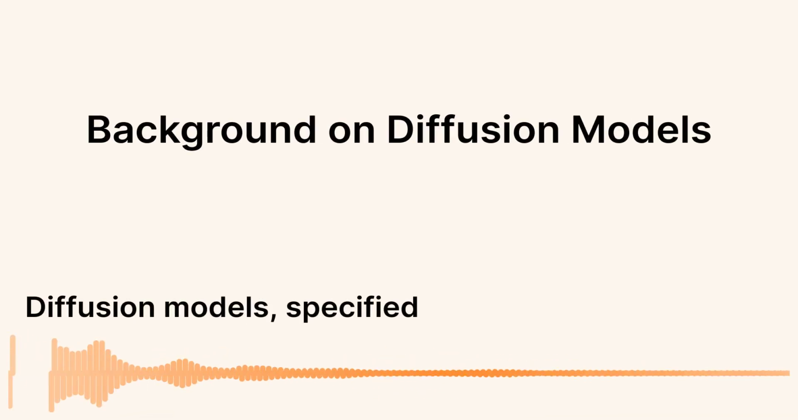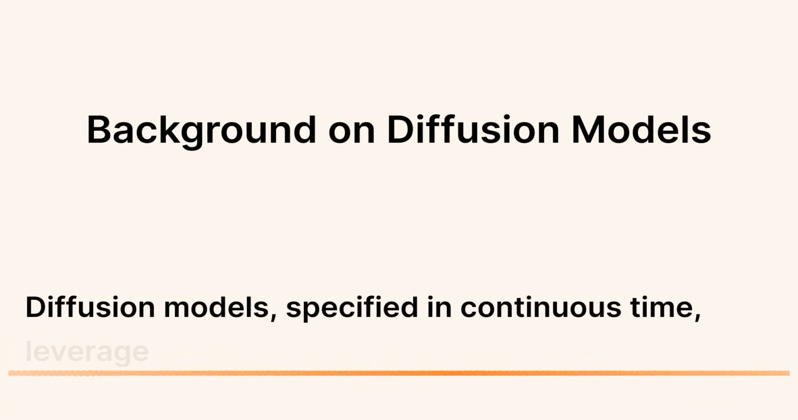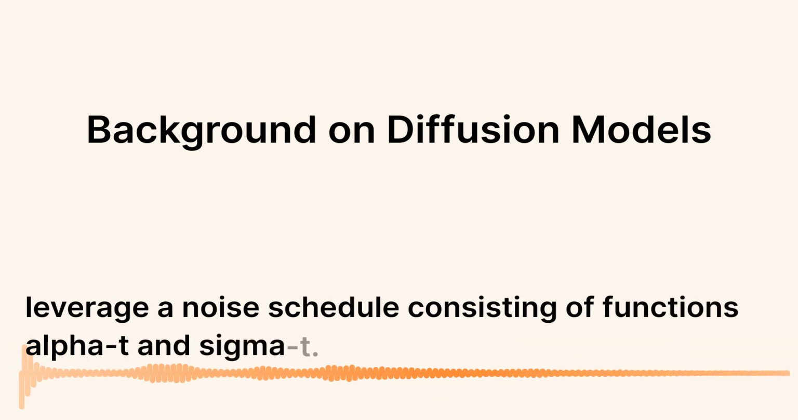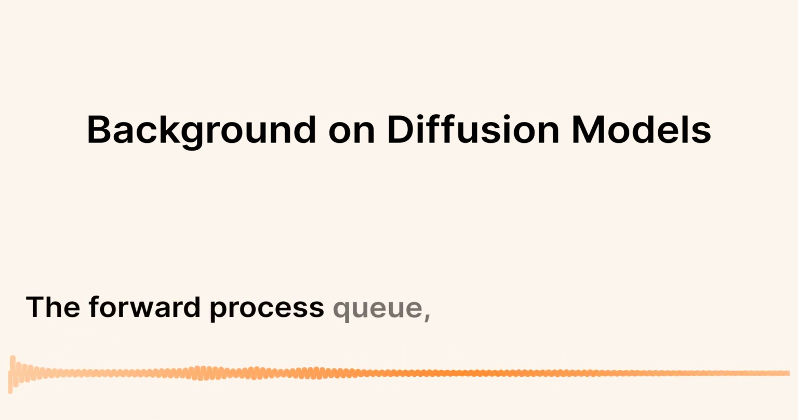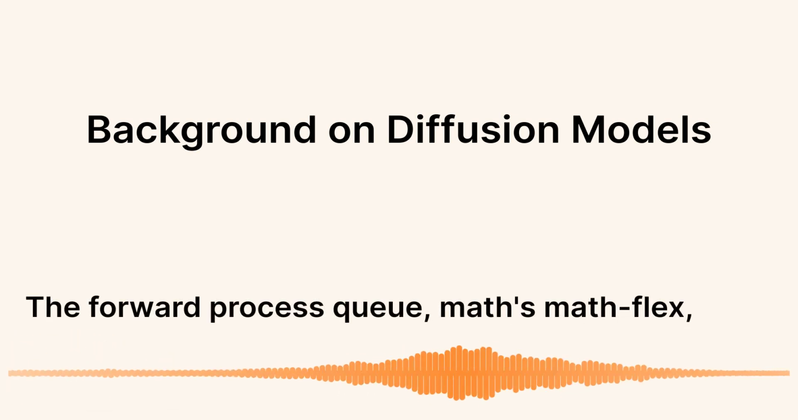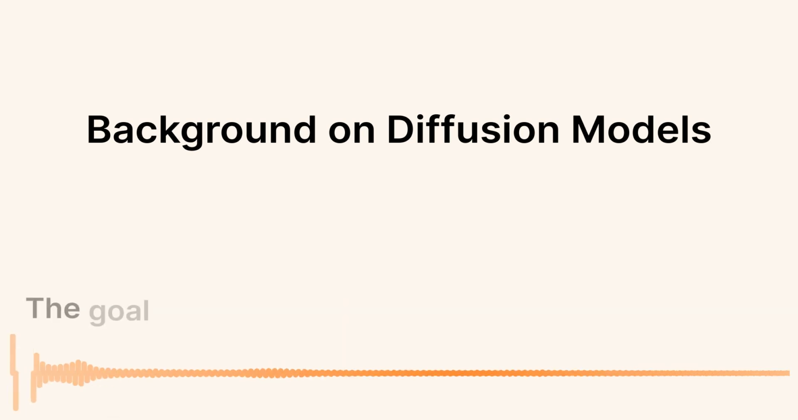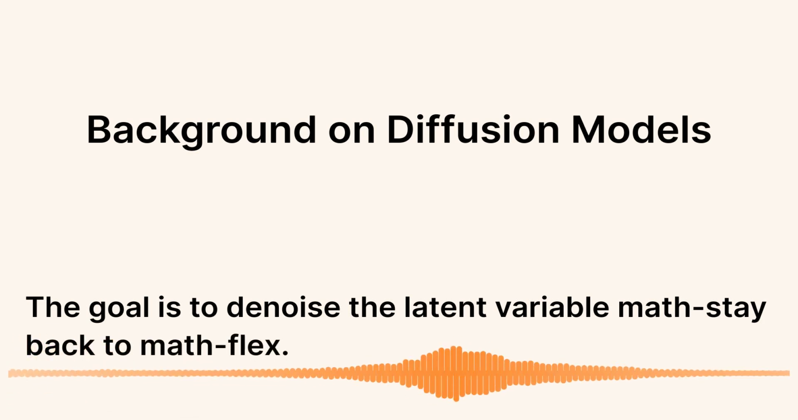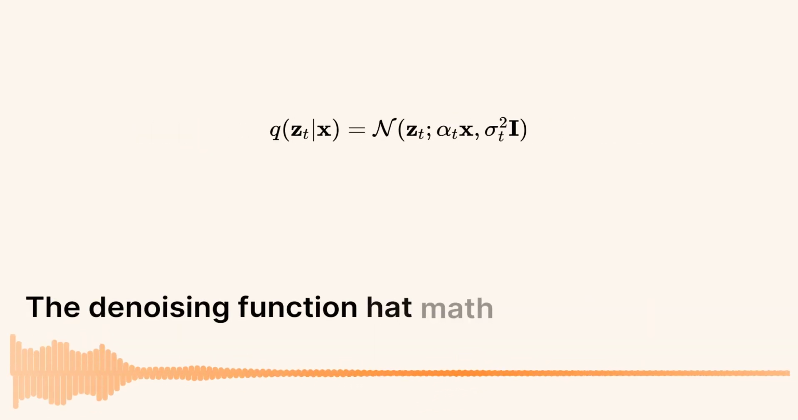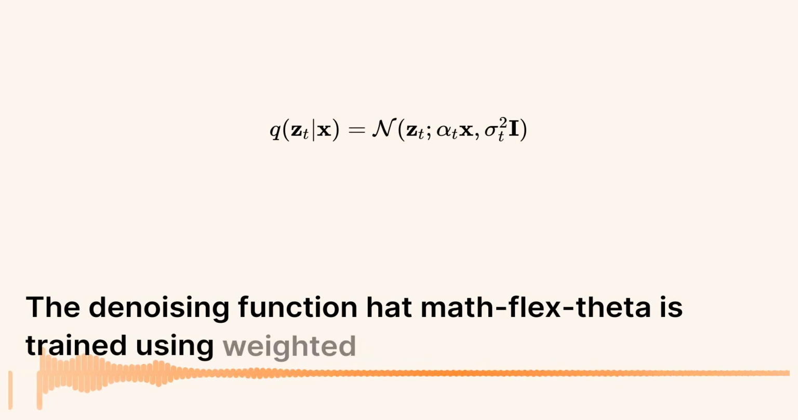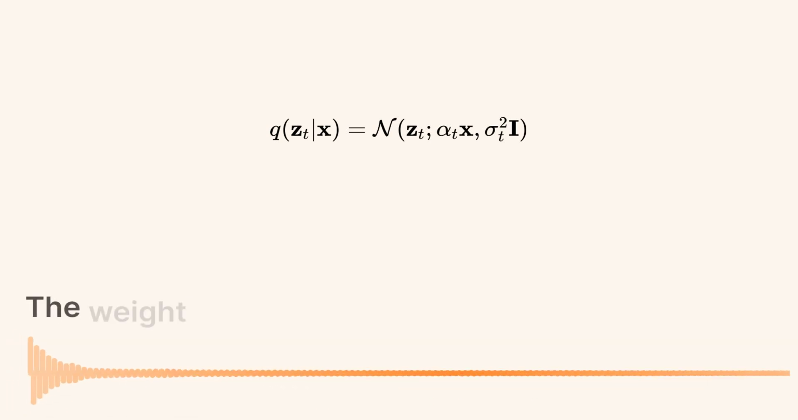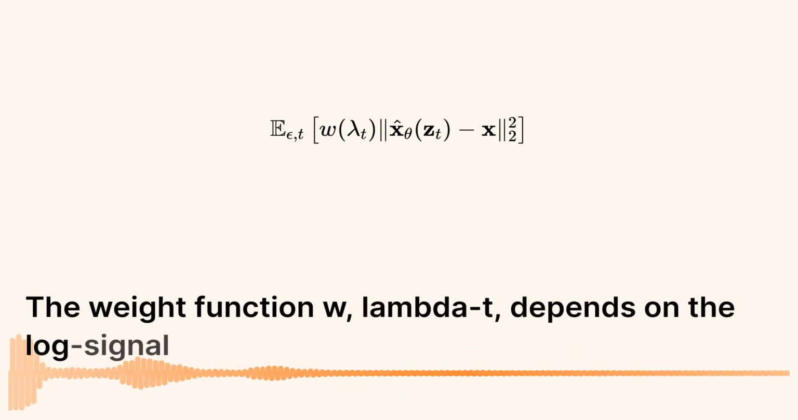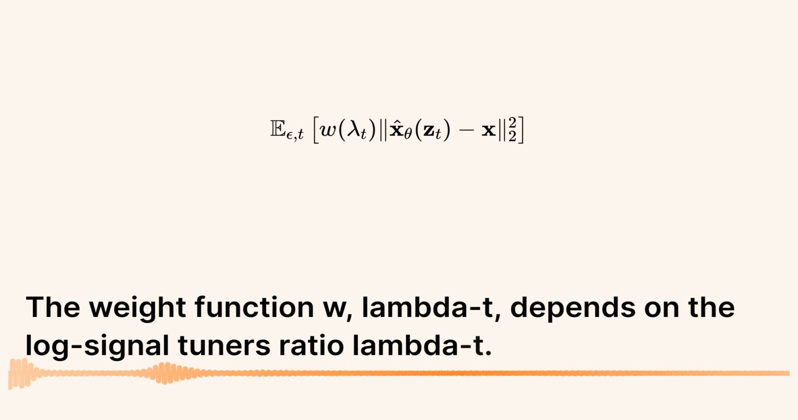Diffusion models, specified in continuous time, leverage a noise schedule consisting of functions alpha_t and sigma_t. The forward process q(z|x) is Gaussian. The goal is to denoise the latent variable z_t back to x. The denoising function x-hat_theta is trained using weighted MSE loss. The weight function W(lambda_t) depends on the log signal-to-noise ratio lambda_t.